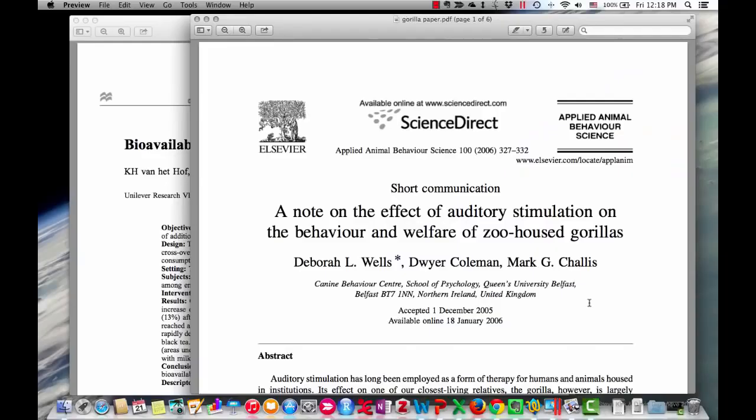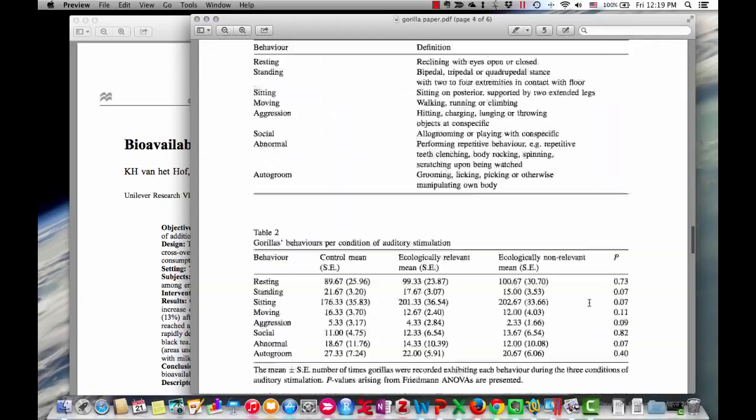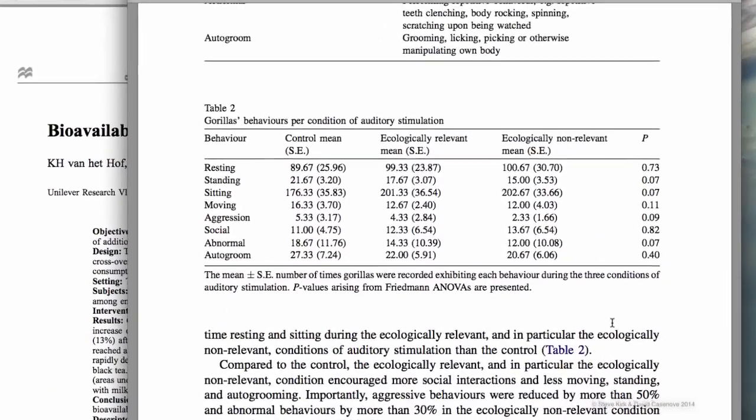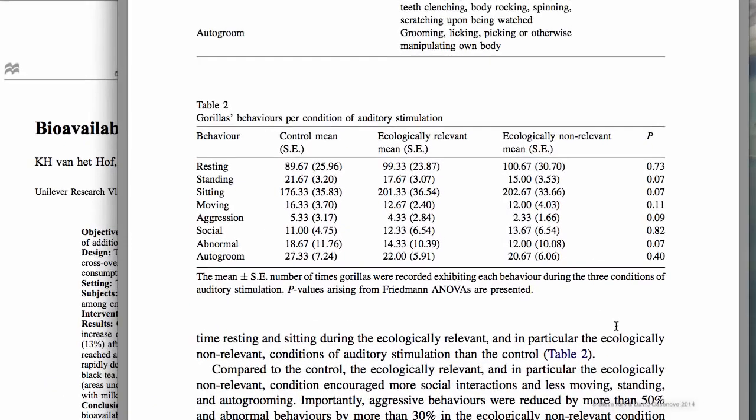Okay, let's look at an example of a results section. This is a research paper about the effect of different kinds of sound on the behavior of gorillas in the zoo. And here is the table of the results. We can see that there are 3 different conditions that are being compared and 8 different behaviors that were measured. These numbers are the average number of each behavior, the mean, during a period of 10 days for each condition, observed for 4 hours a day. And the numbers in parentheses represent the standard error.